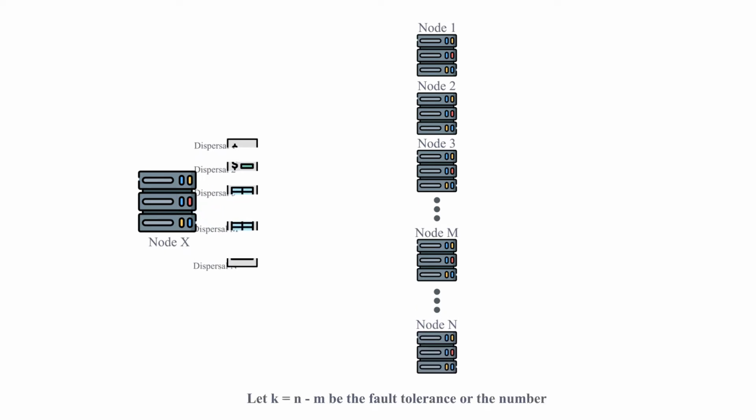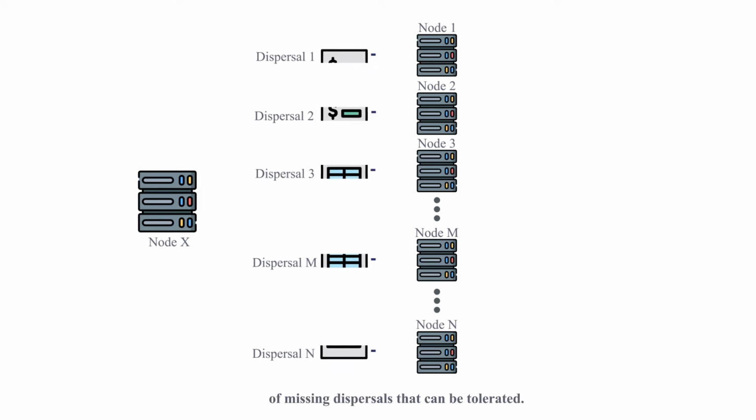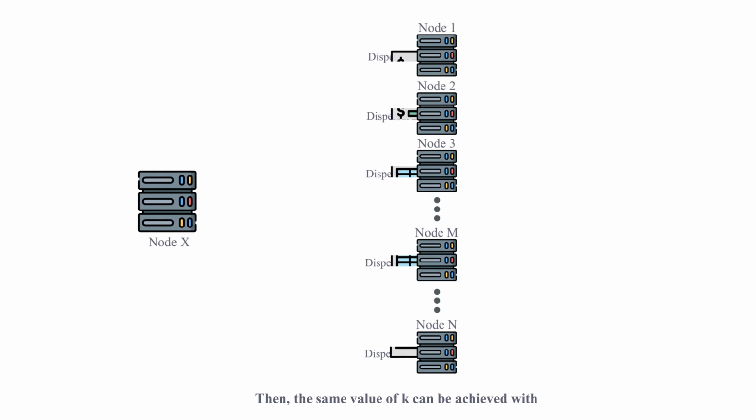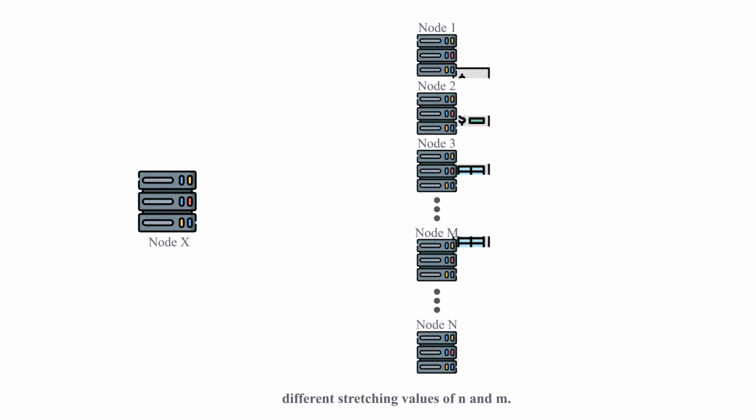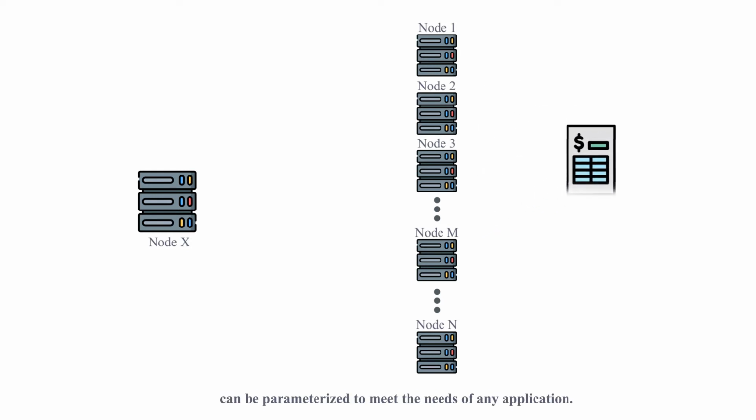Let k equal n minus m be the fault tolerance or the number of missing dispersals that can be tolerated. Then, the same value of k can be achieved with different values of n and m. This means that the integrity enforcement procedure can be parameterized to meet the needs of any application.